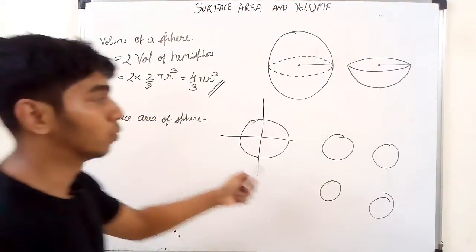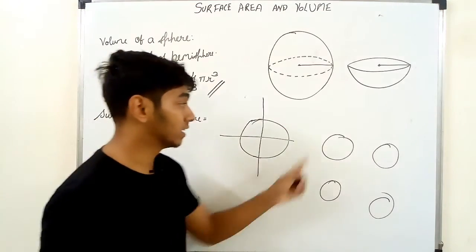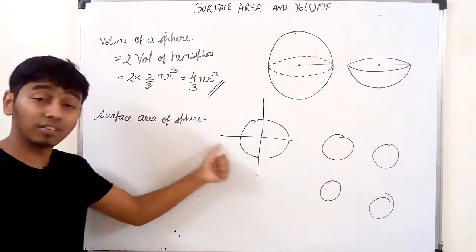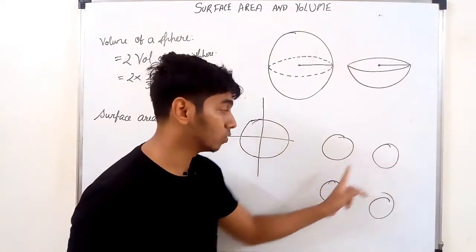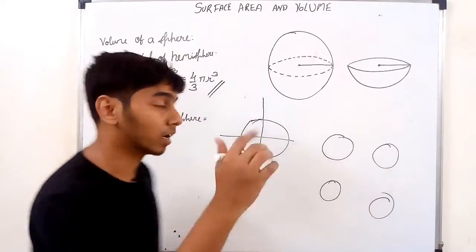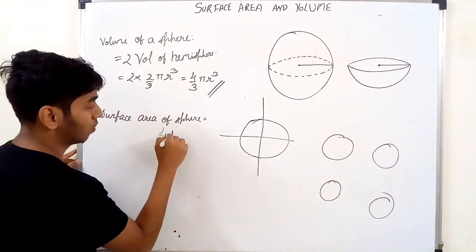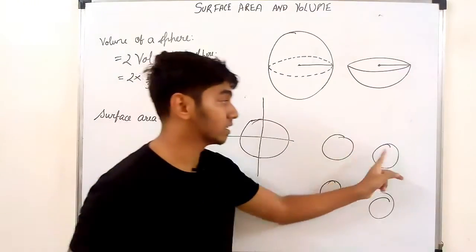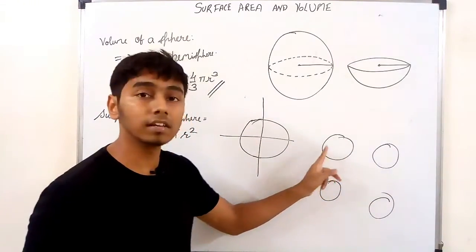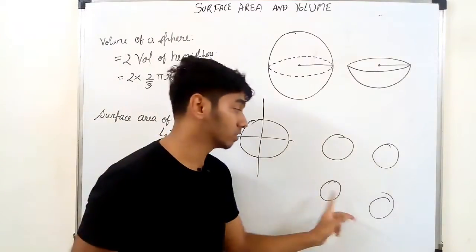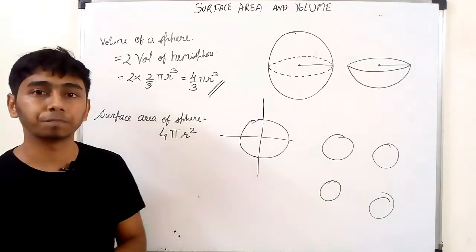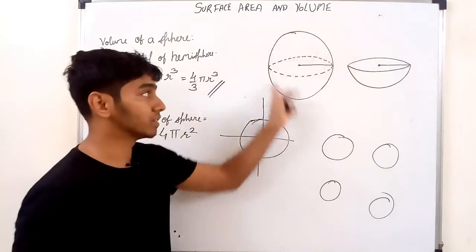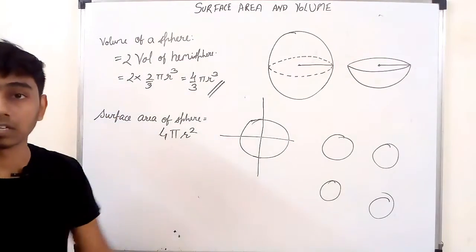So with this, what do we understand? We understand that the surface area of a sphere is equal to 4 times the circle. That means it's equal to 4 times pi r square, because the area of each circle is pi r square, but there are 4 circles, so 4 pi r square. So the surface area of any sphere is 4 pi r square.